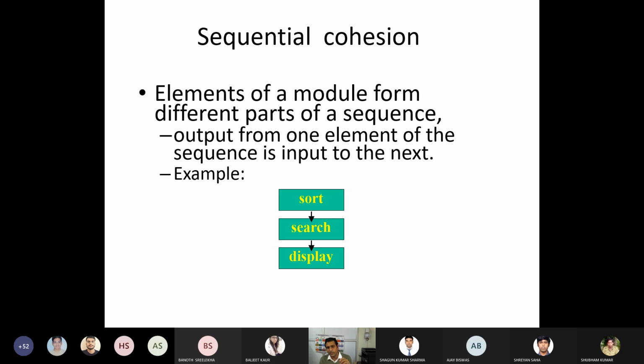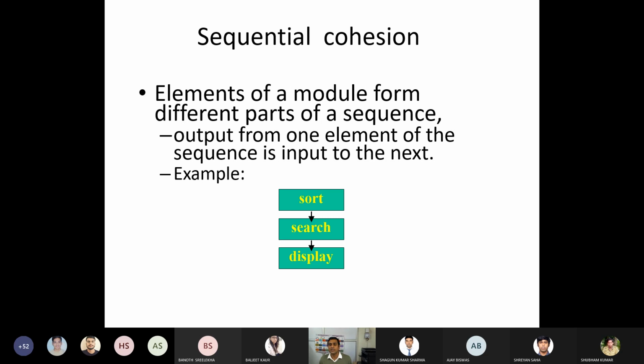But in case of procedural cohesion, I told you there also you carry out one activity after the other sequentially, but the functions operate on different data. That means they are carrying out different sorts of activities, and they are completely independent from each other. Still, you need to carry out the activities in order.